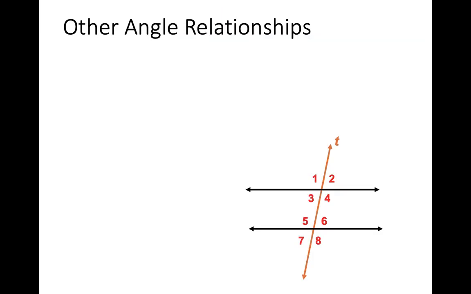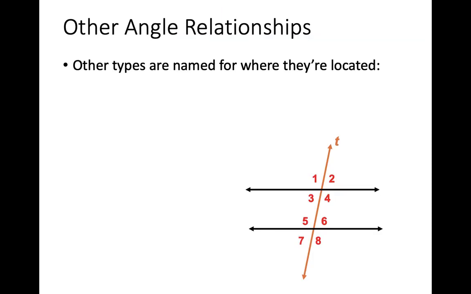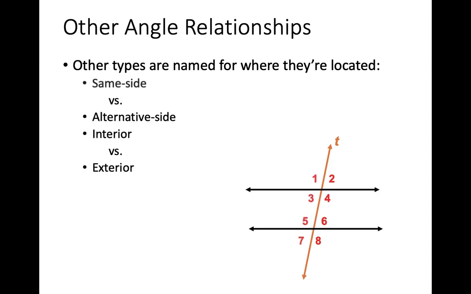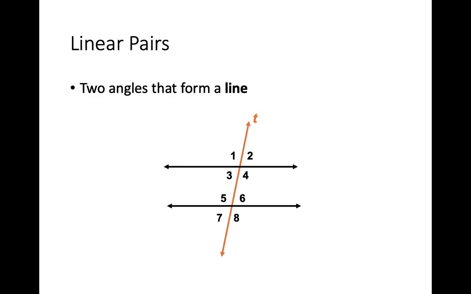All right, so there are these other angle relationships, and they're named for where they're located. So I said like same side versus alternate side, interior versus exterior, right? So same side would be 1, 3, 5, and 7, or 2, 4, 6, and 8. Alternate side, for example, would be 2 and 5, or 3 and 8. And we've got our interior, 3, 4, 5, 6, and the exterior would be 1, 2, 7, and 8. Okay, so again, that's just how we can remember this.